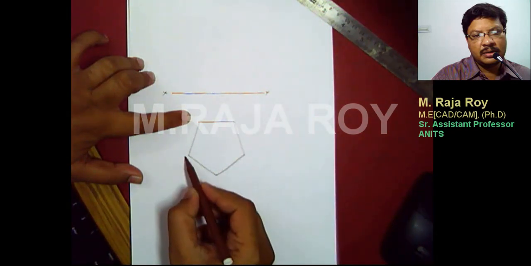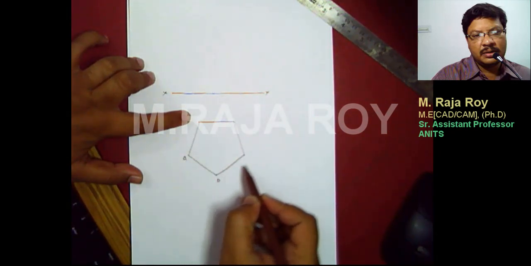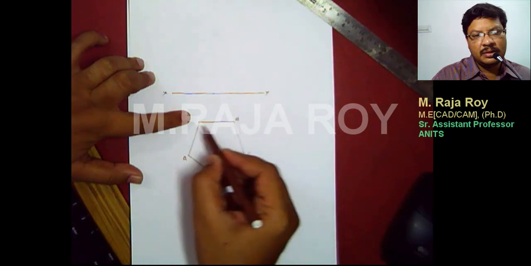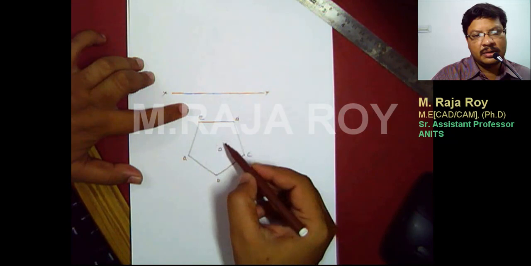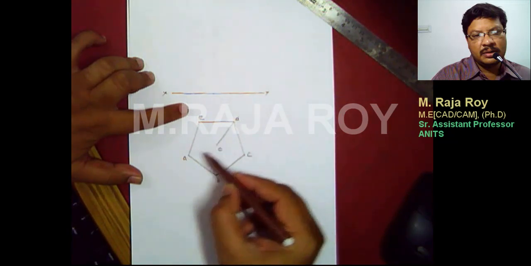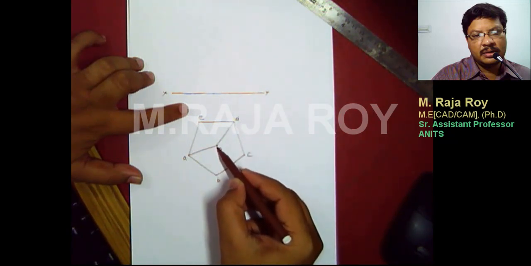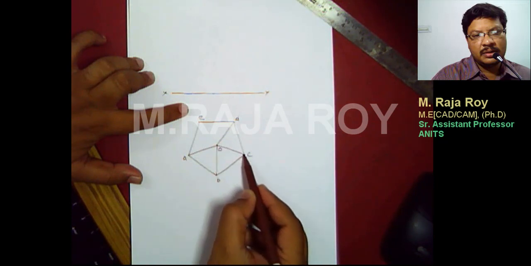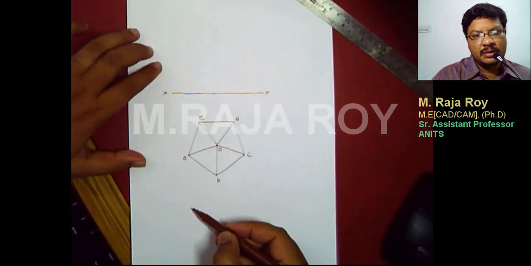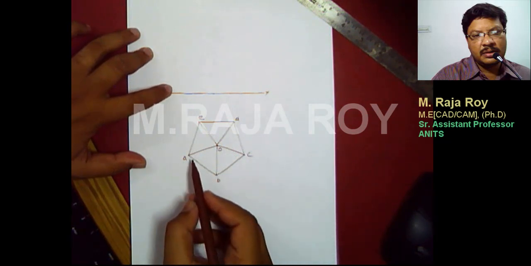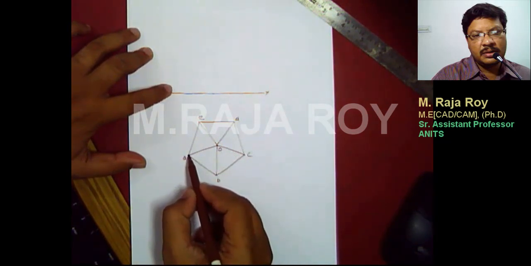This is the top view. This is A, B, C, D, and this corner is E. Somewhere here I will get the apex. So this is OD, OA, OB, OC, and OE. Now from the top view you project the front view by drawing the projectors.